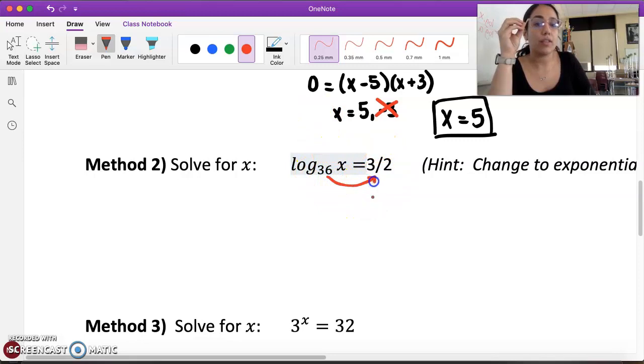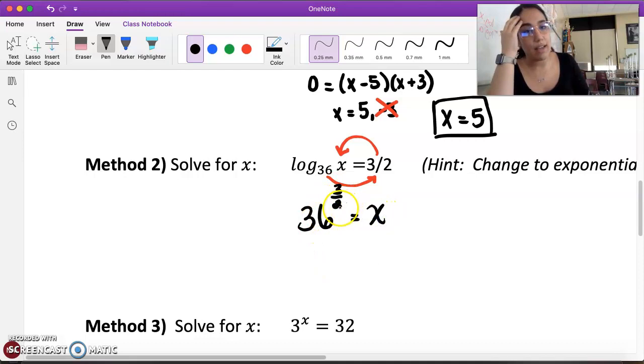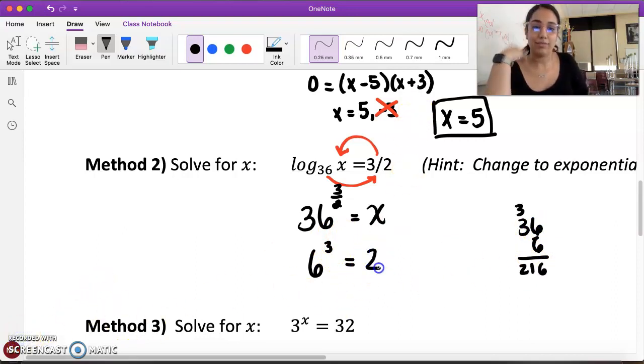So 36 to the 3 halves is equal to x. So let's do that. 36 to the 3 over 2 power is equal to x, and then we just evaluate this. And remember, taking something to the 1/2 power is the same thing as taking the square root. So we have 36, the square root of 36 is 6 cubed, and 6 cubed is, I'm forgetting off the top of my head, 36 times 6, I'll pause and come back. All right, it's 216.